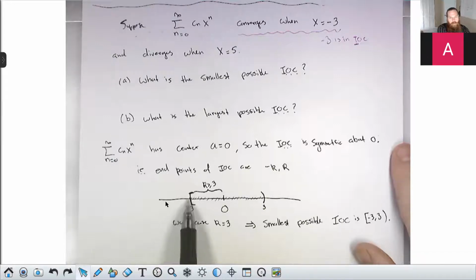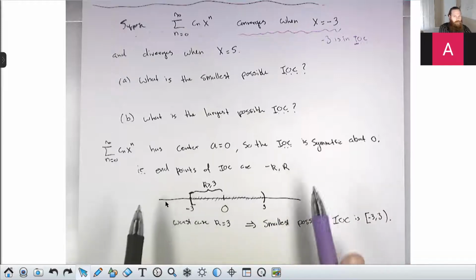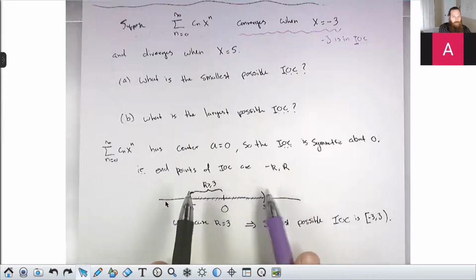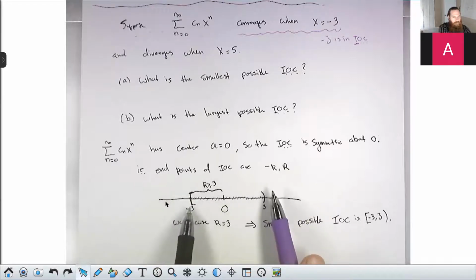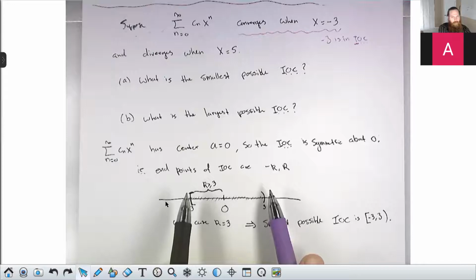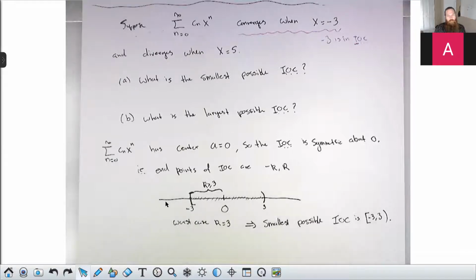So the smallest possible IOC, if I start thinking of all the intervals symmetric about 0, and I just shrink this in until I make it as small as possible, I have to stop here because I need this to be inside, which means it has to be the interval -3 to 3. And then if I want to be as strict as possible about it, I can kick the +3 out. Nobody told me that the series converges when x is +3, just that the series converges when x is -3. So my smallest possible interval is this.